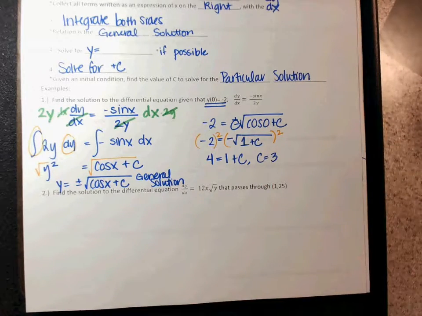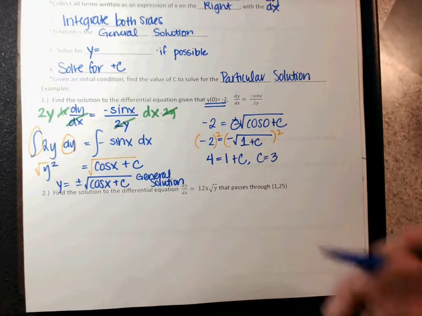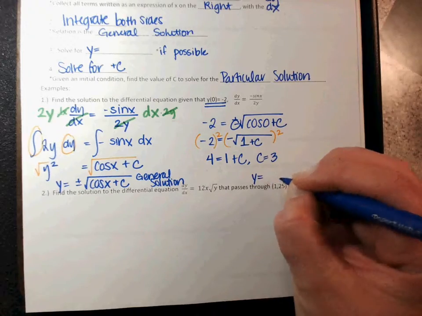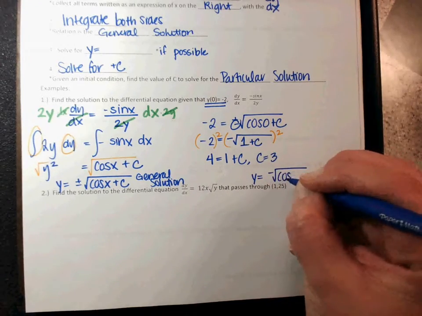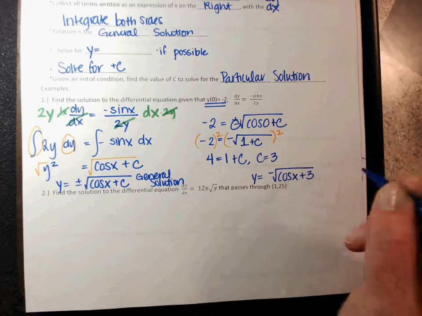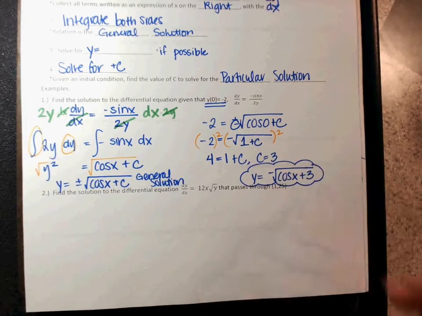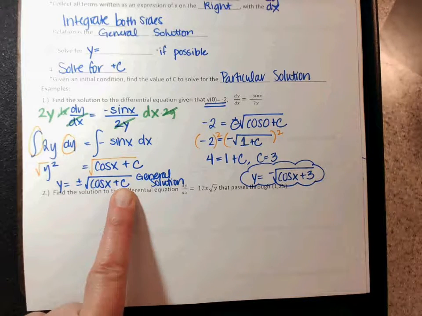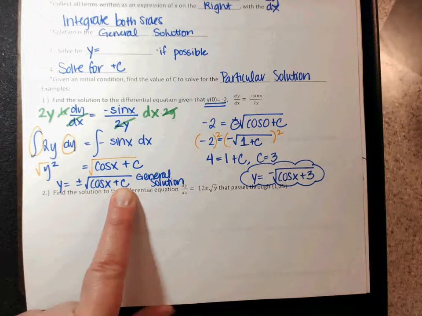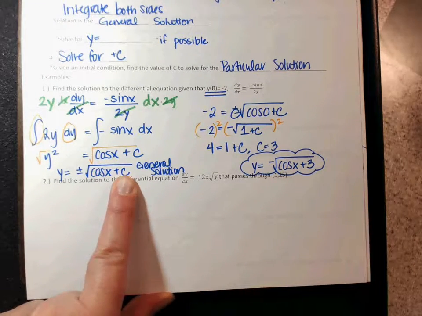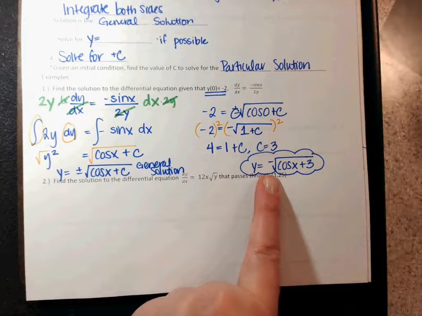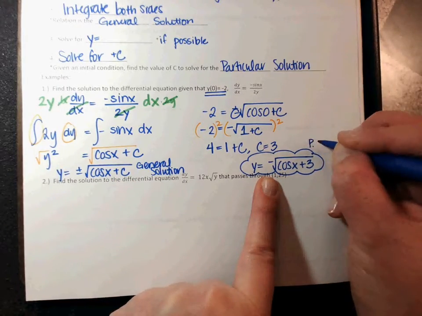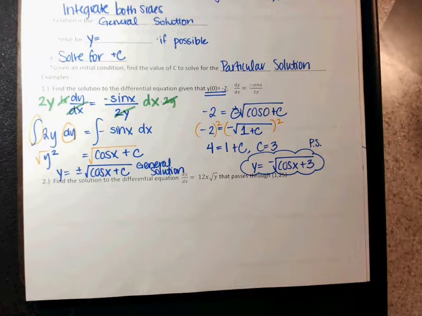Now remember, they're asking you for the solution, so you can't leave it in pieces. You need to put it all together. So it'd be y equals negative square root of cosine x plus 3. Now, in this case, if you had come over here, slashed out the c, and put a 3 instead, would that be correct? No, because it's a plus or a minus in that stage. You chose the minus. So you want to make sure in your particular solution that you no longer have the plus or the minus option.